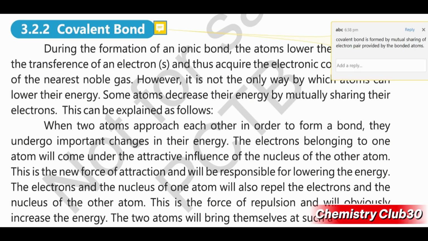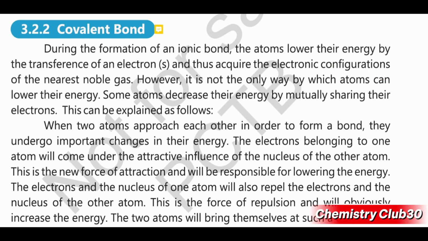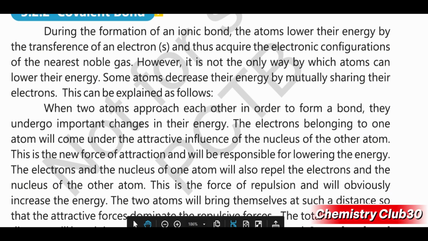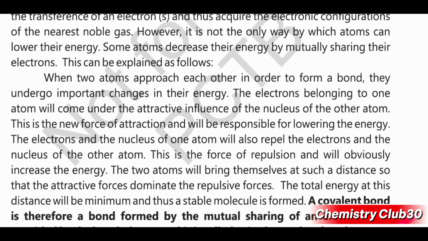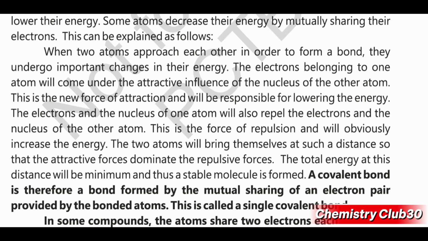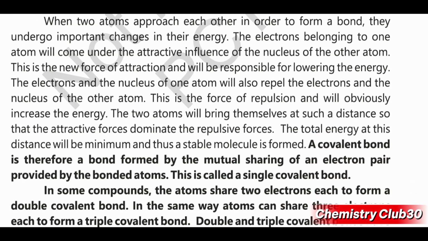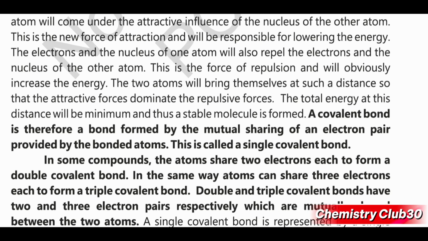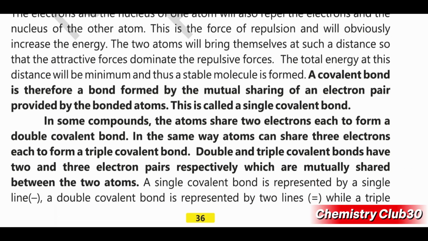Let's see first of all the definition of covalent bond. Covalent bond is formed by a mutual sharing of electron pairs provided by the bonded atoms. So in this case electron is shared and electron is not transferred. It is not lost or gained, but it is shared between the two bonded atoms, and each atom will provide one electron in case of single covalent bond.